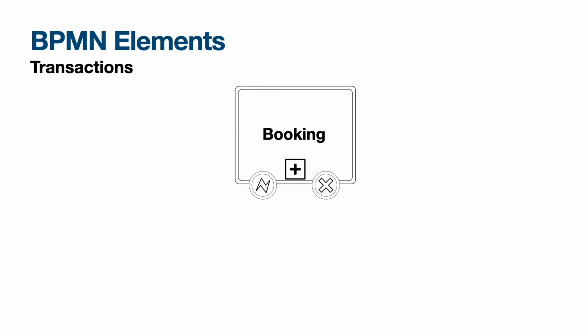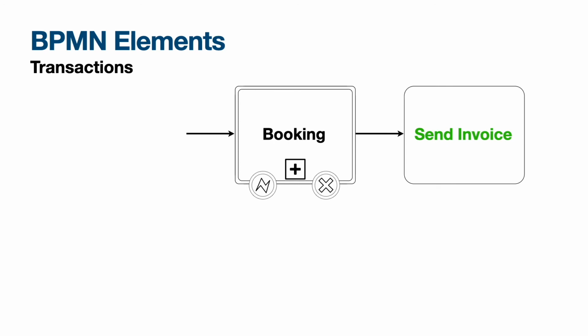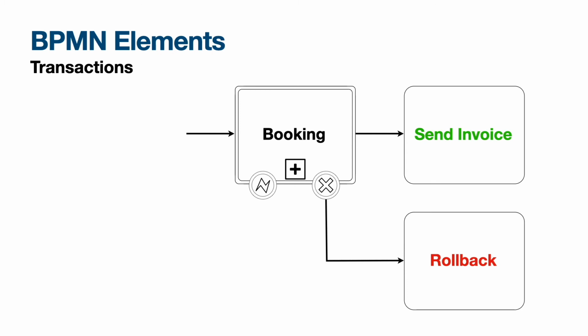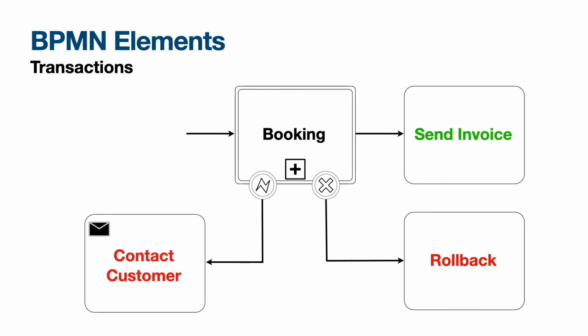Let's assume a customer is trying to book a hotel online. In case of a successful booking, the customer will be sent an invoice and everything is fine and will work according to plan. However, if for some reason the booking fails, a rollback is necessary, which might include, let's say, an unavailability notice. In case of unexpected problems, maybe the database crashed or something else unexpected happened, then the customer could be contacted via email in order to provide further guidance on how to solve this issue.